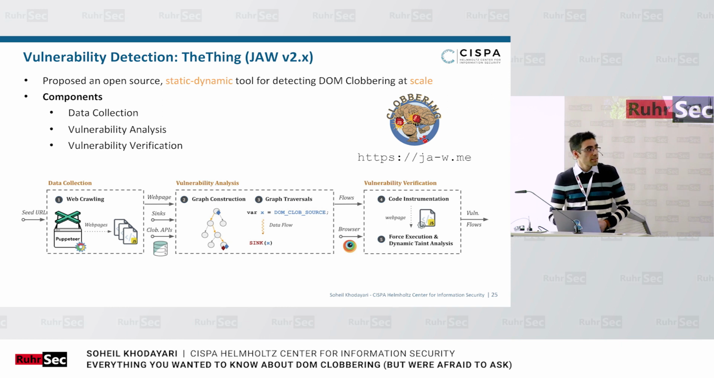In a sense, this is essentially a data flow task, but two data flow tasks. One, to understand which variables are undefined in certain execution contexts. And second, if there is a data flow from DOM clobbering sources to security-sensitive sinks. So this module will output the candidate data flows detected by the static analyzer. And finally, we can confirm this dynamically with force execution and dynamic taint analysis in a specific browser. Now you can access our tool on joe.me.